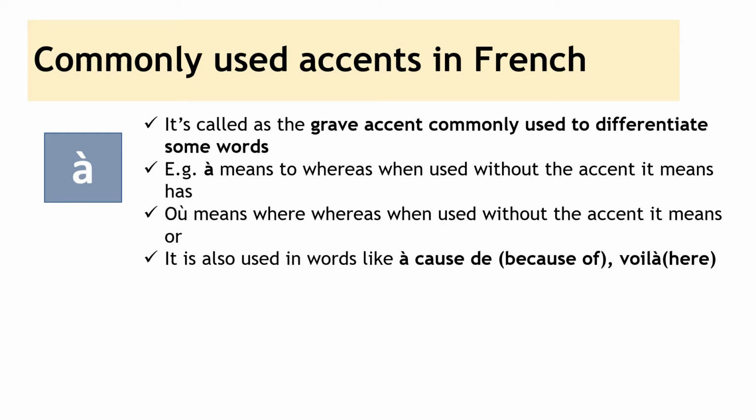So the first one that you see here is this, a grave accent. Now, what is a grave accent used for? A grave accent is commonly used to differentiate some words. Now, for example, à means to, whereas when used without an accent, a means has. Où means where, whereas when used without the accent, ou means or.